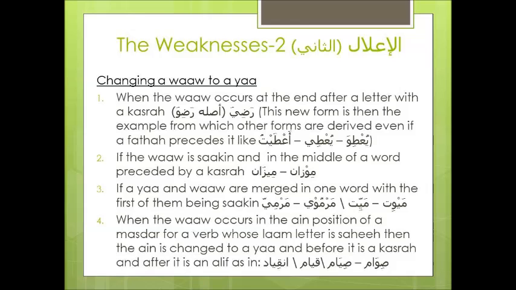Second, if the waw is sakin and in the middle of a word preceded by a kasra, it is changed to a ya. For example, mizan. Third, if a ya and waw are merged in one word, with the first of them being sakin, then it is changed to a ya, as in mayyit and marmi.